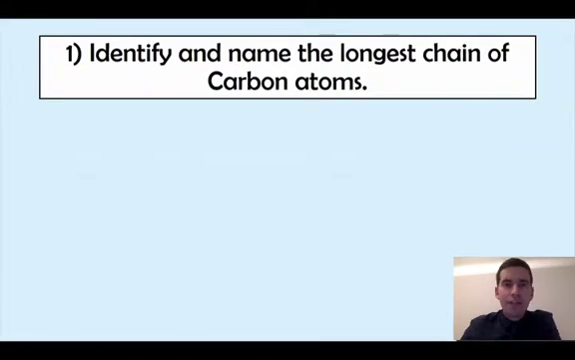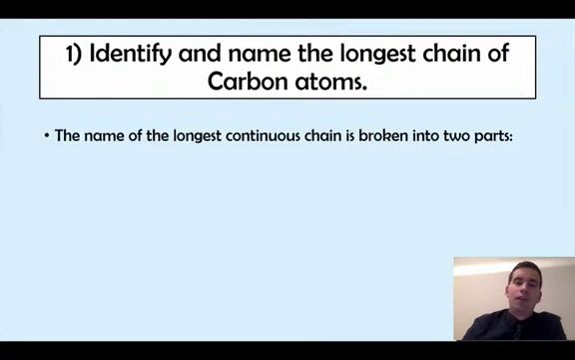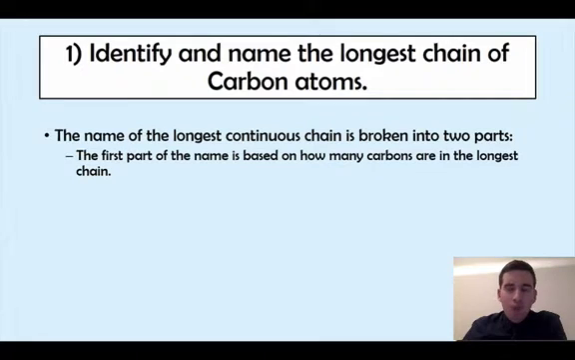So there are three stages you should follow when naming alkanes. The first is to identify and name the longest continuous carbon chain. And to name this, it's actually broken into two parts. The first part of the name depends on how many carbons are in the longest continuous chain. Now this is easier said than done. Let's have a look at an example.